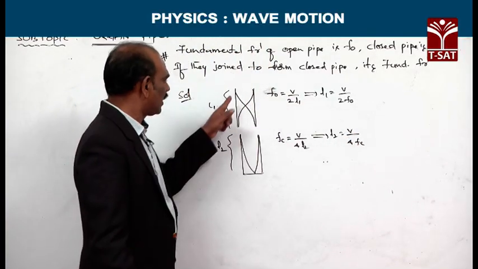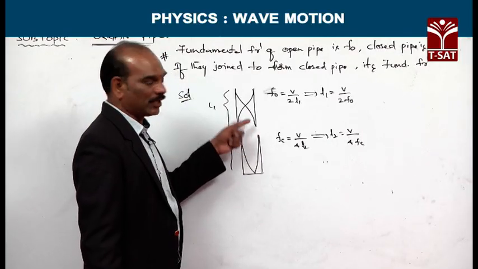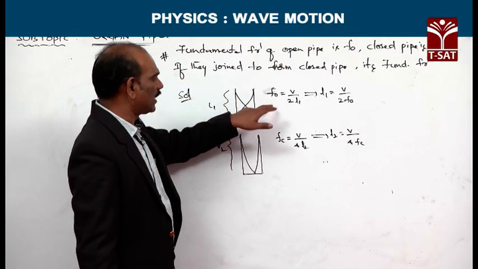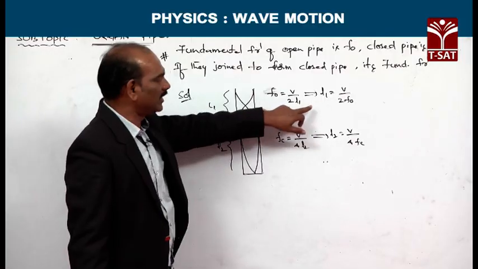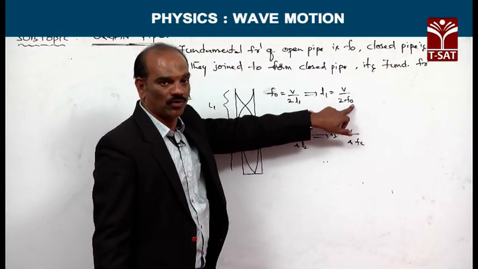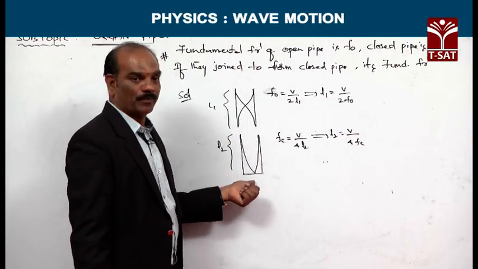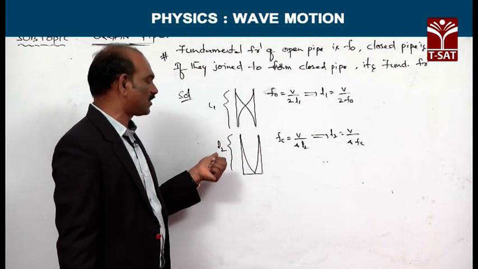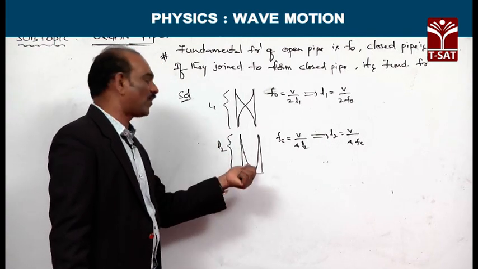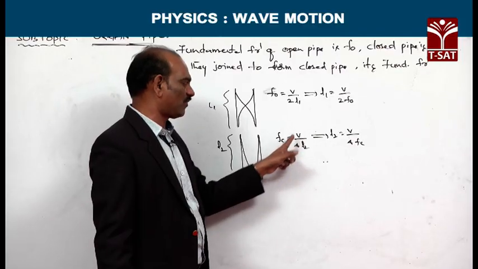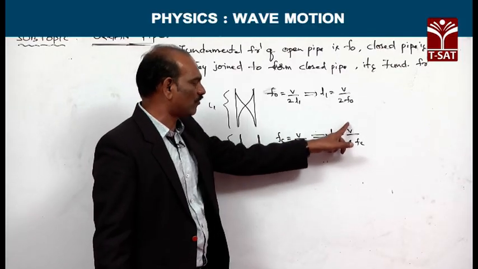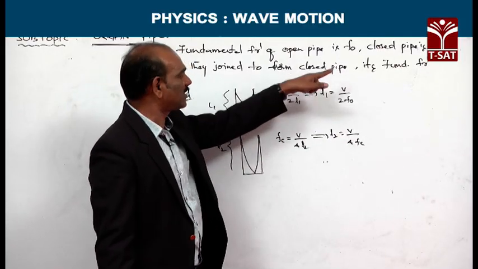I repeat again, in the case of open pipe, if it is in the fundamental mode, F0 is V by 2L1, L1 is equivalent to V by 2F0. Now in the case of closed pipe, let the length of this closed pipe be L2. If it is the fundamental mode, Fc is equal to V by 4L2, L2 is equal to V by 4Fc. Now what is in the problem?